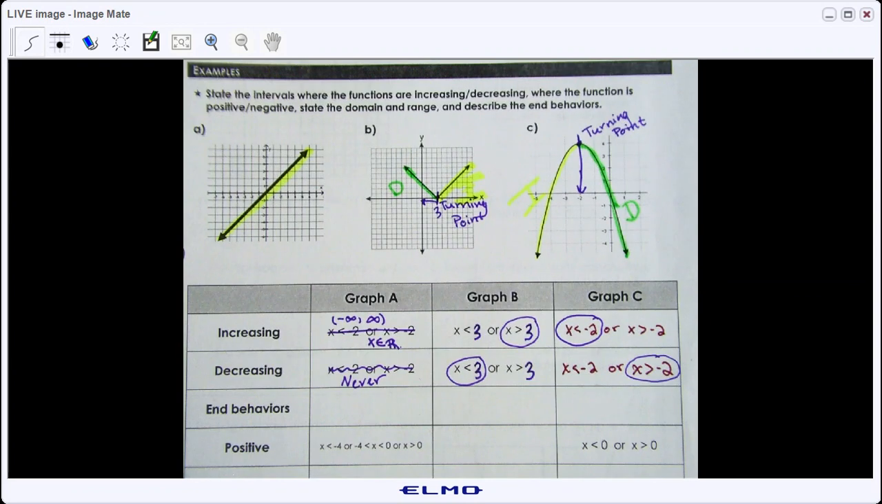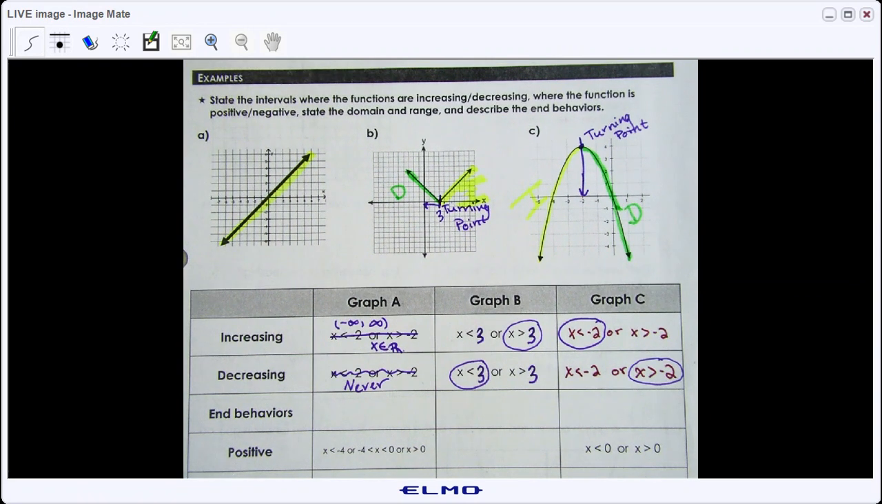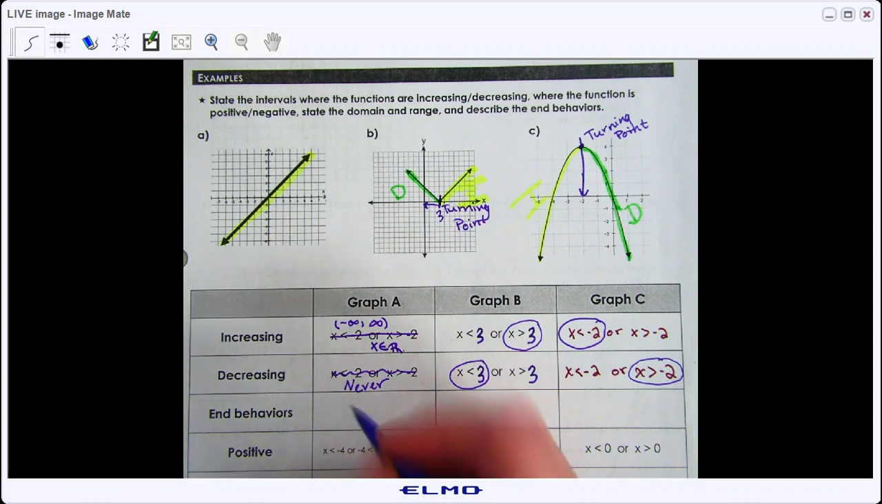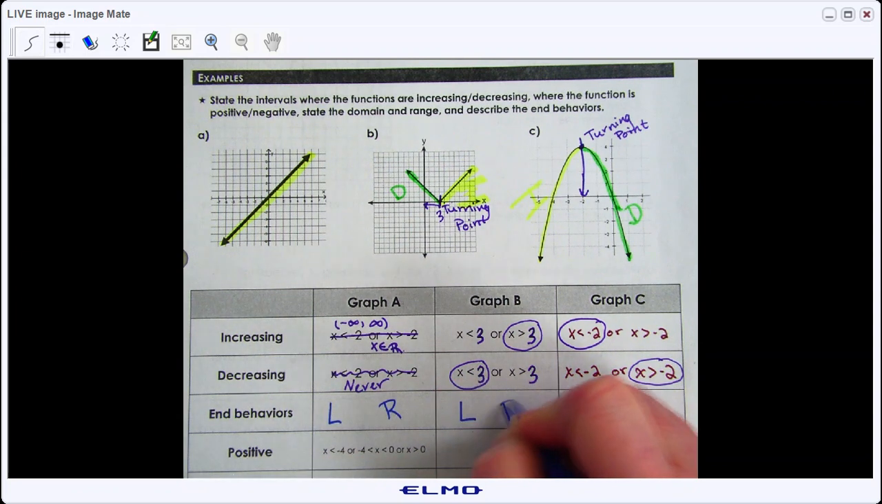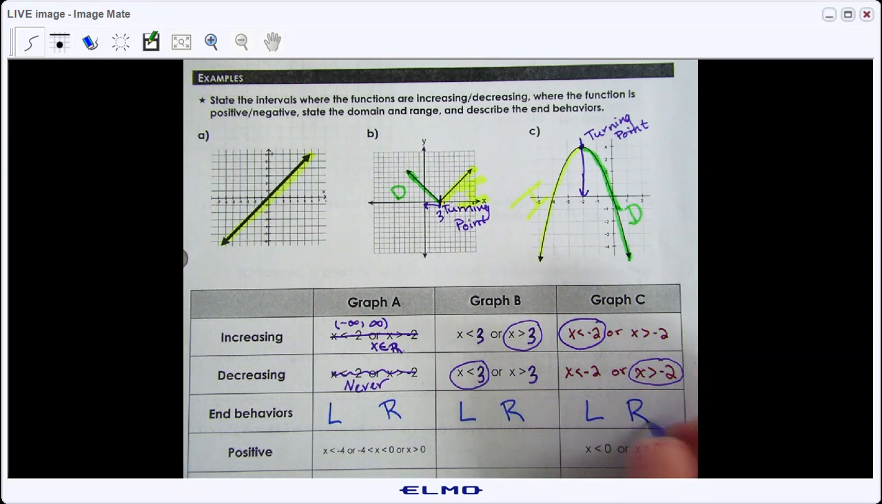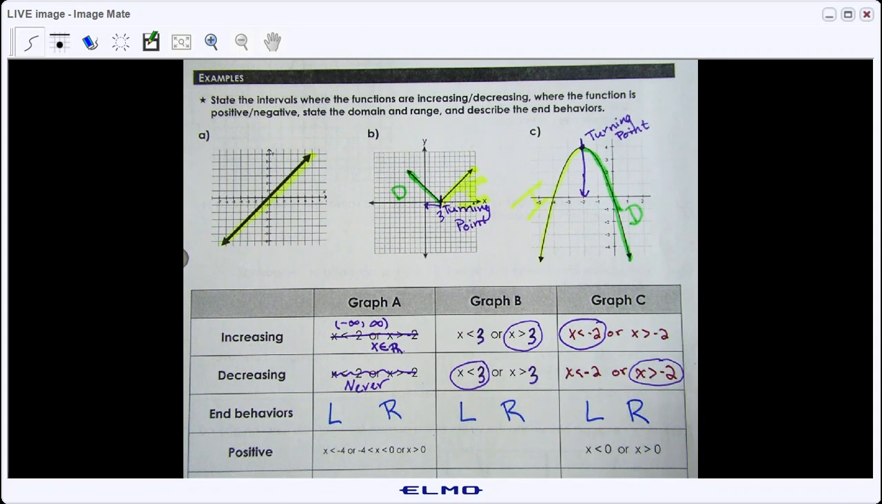Positive and negative: the positive values are above the x-axis. Actually, our table says end behaviors, so let's do our end behaviors quick. End behaviors are, again, just the direction that the graph is going in. You have a left side and a right side. So we're going to have a left end behavior and a right end behavior for all of our graphs here. I just have left, right, left, right, left, right written down here.